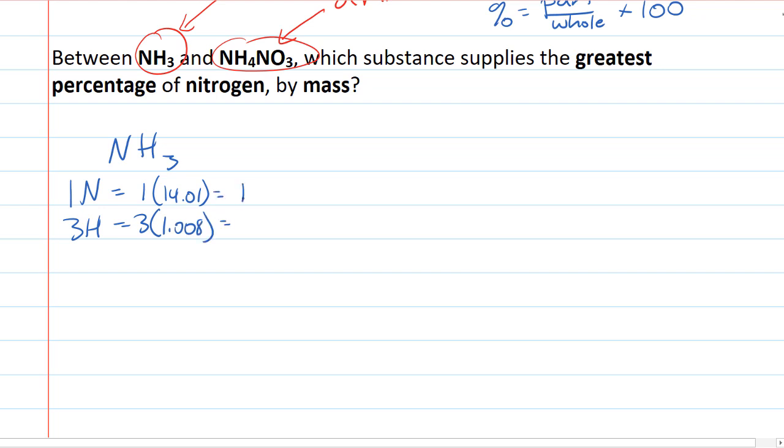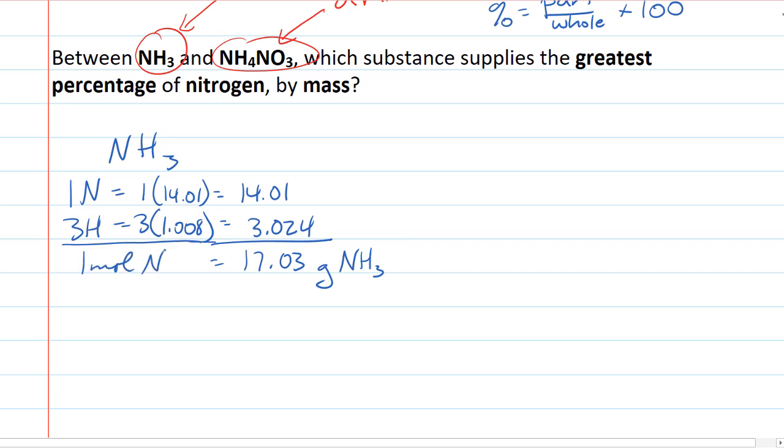We then multiply these through, and we get 14.01 and 3.024. If we then sum down, we'll wind up with 17.03. And of course this represents the number of grams of NH3 contained in 1 mole of NH3.